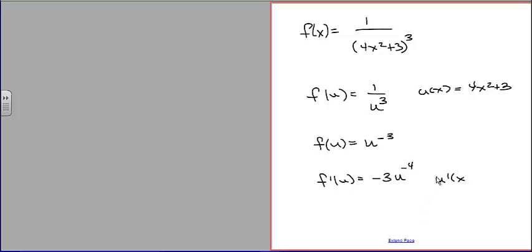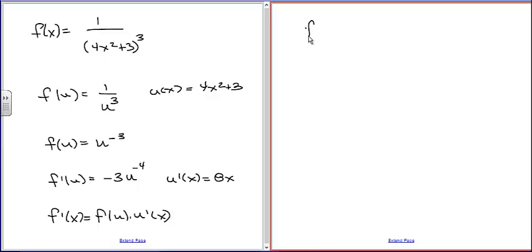u prime of x equals 8x. So the derivative of 4x squared is 2 times 4, which is 8. Reduce the exponent by 1. Derivative of 3 is 0. So, the chain rule says that f prime of x equals f prime of u times u prime of x.